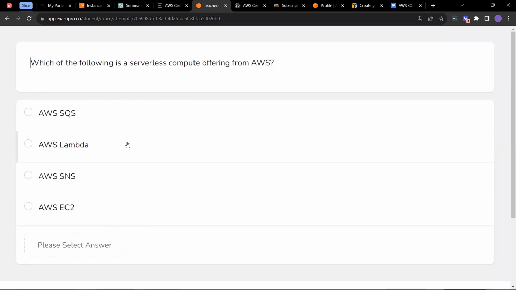Which of the following services is a serverless compute offering from AWS? Okay, so the answer is 2, Lambda. EC2 is not serverless. EC2 itself is a server. SNS is a notification service or a messaging service. SQS is also a queuing service.